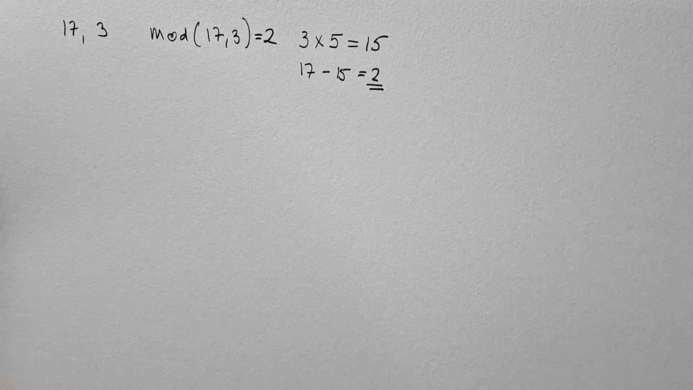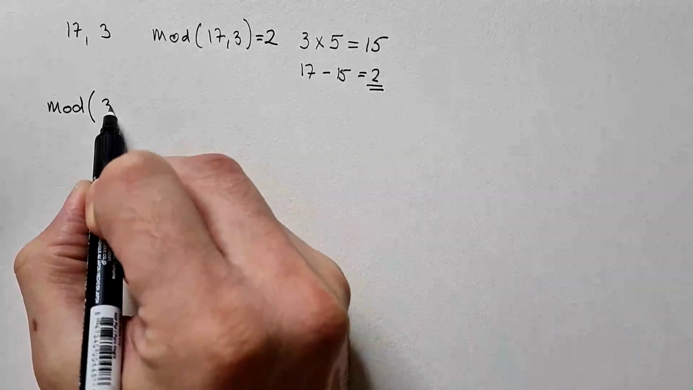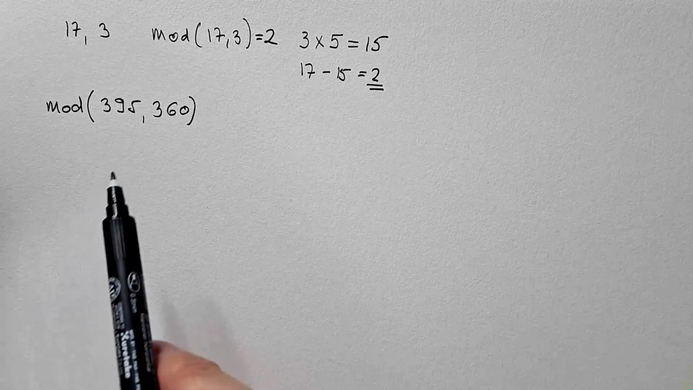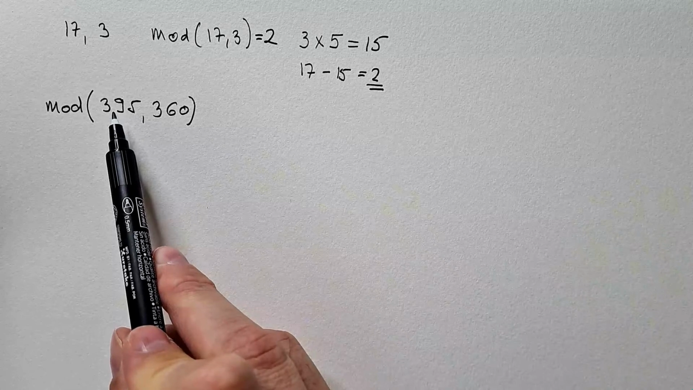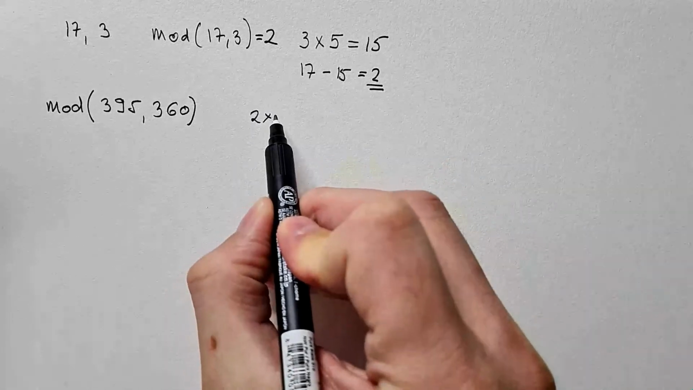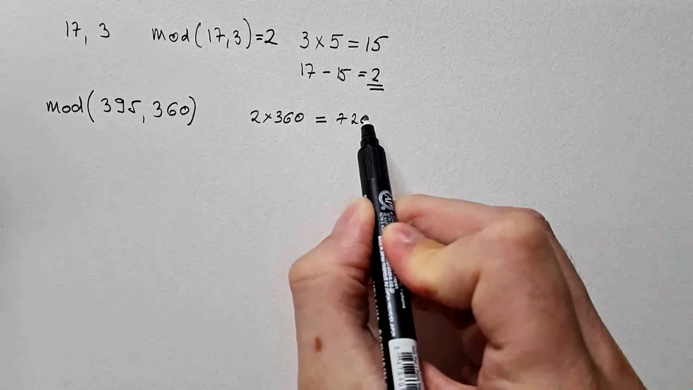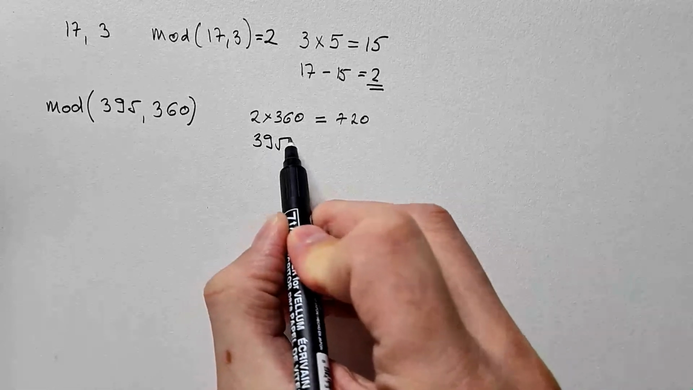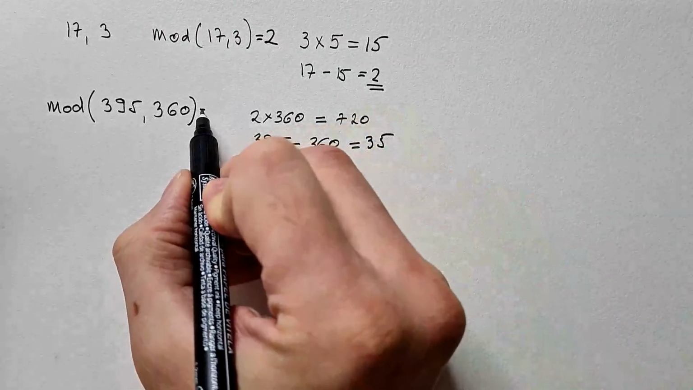Let's take another example. Let's try to calculate modulo of 395 and 360. How many times 360 goes into 395? Answer: once, because 2 times 360, you will notice, is already 720, and that is above 395. 395 minus 360 is equal to 35. Therefore, the result of this is 35.